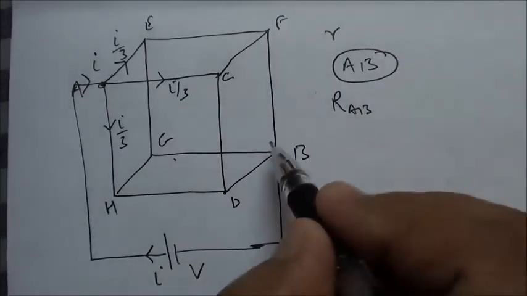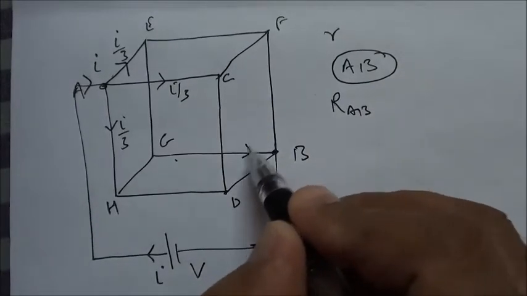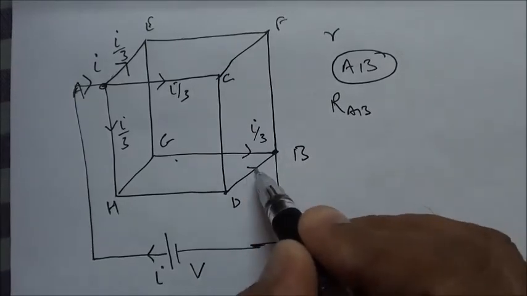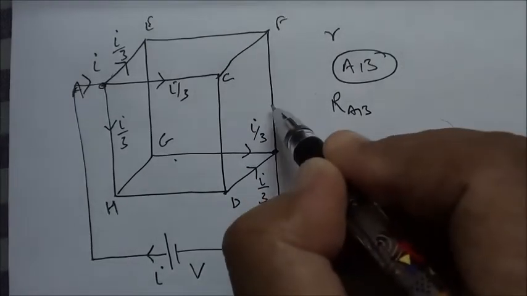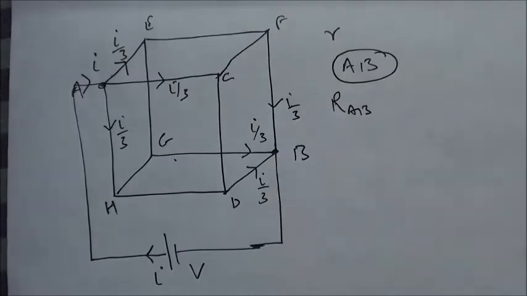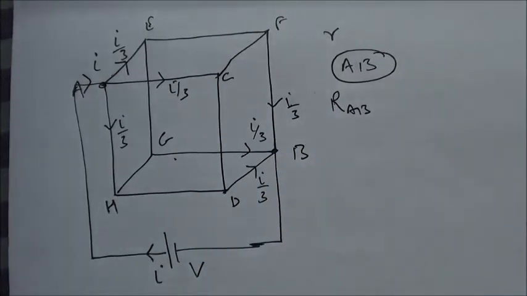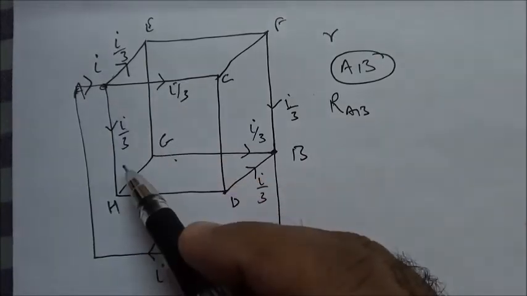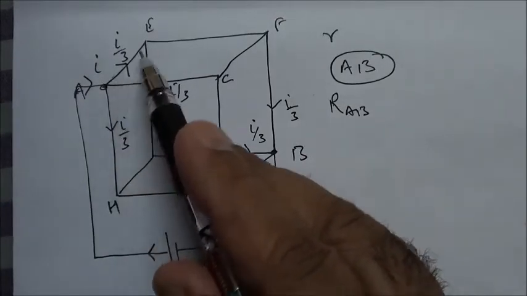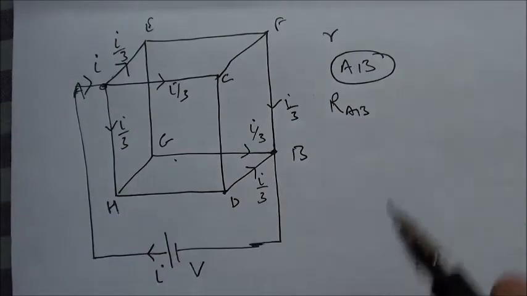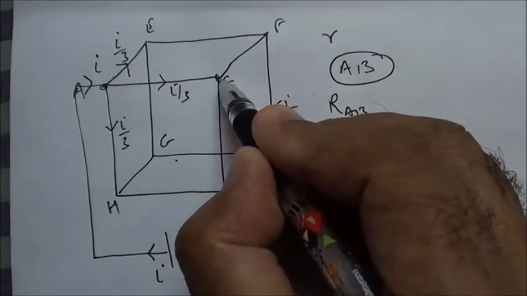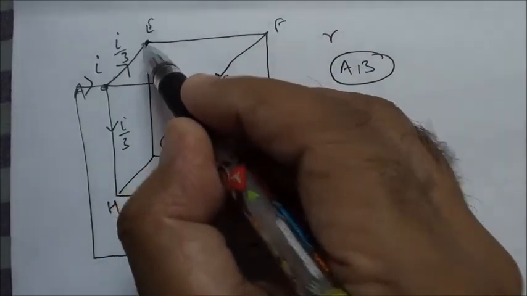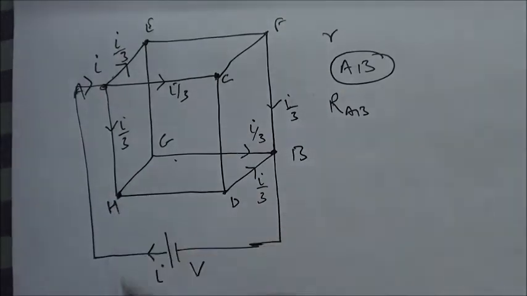So I can take I by 3 current here, I by 3 here, and I by 3 here. The same way, if I look from B, I by 3 should enter from this, I by 3 from this, and I by 3 from this. This is the first step. From the symmetry, all three paths are symmetrical, so we take the same current in all three paths. Now the current has reached C, E, and H.